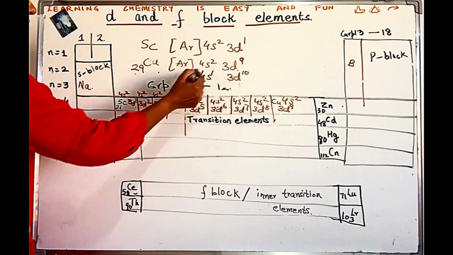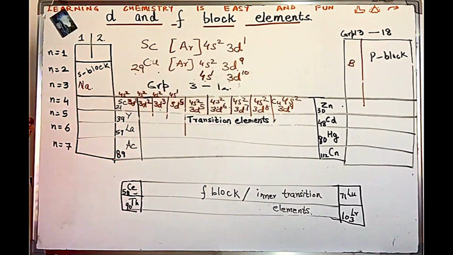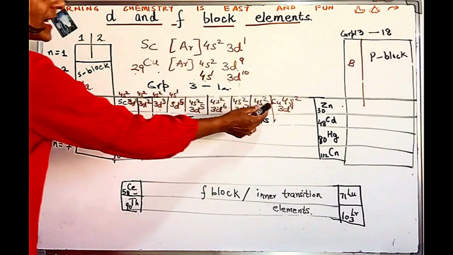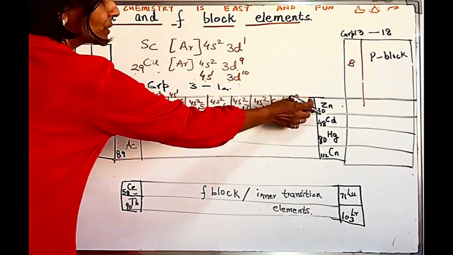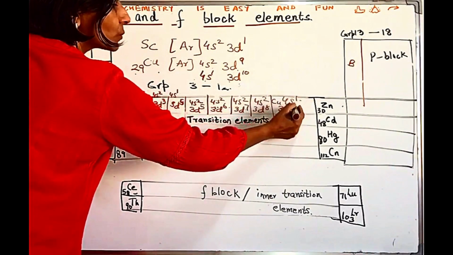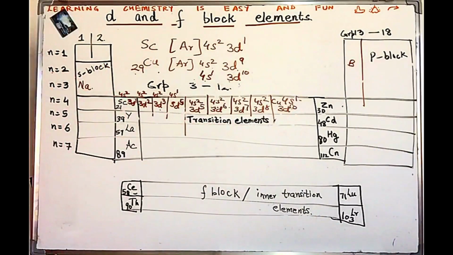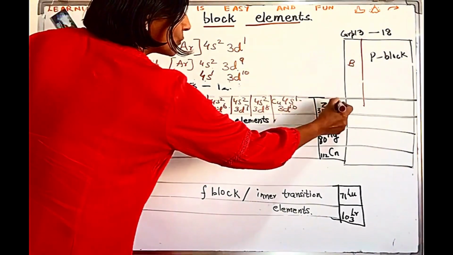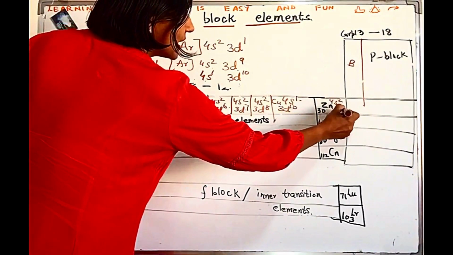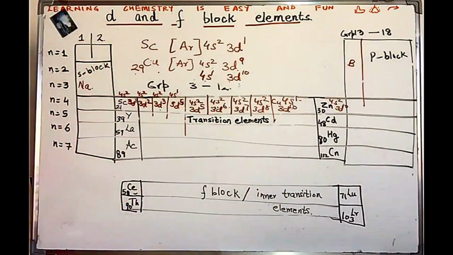Fully filled extra stable, half filled extra stable. So for copper, instead of 4s2 we will write it as 4s1 3d10. Correct? Go on to zinc, atomic number 30, 4s2 3d10. Very extra stable because it has got fully filled s orbital and fully filled d orbital as well.